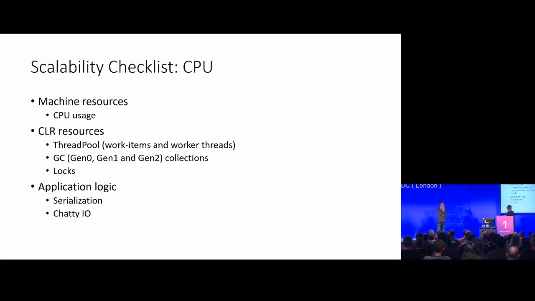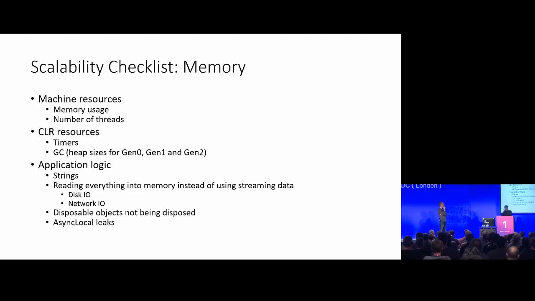For app logic, usually JSON, handling JSON payloads from incoming or outgoing, are hot paths for CPU, or chatty I/O. Doing a lot of small writes to the network is really bad for CPU performance. For memory, looking at memory usage, looking at number of threads, because each thread is a megabyte of stack. Timers is kind of a big one that we'll talk about going forward. The GC heap size themselves, not collections, but the heap size.